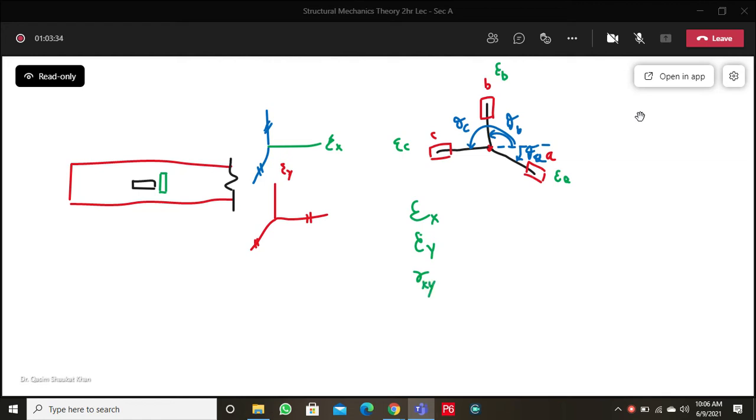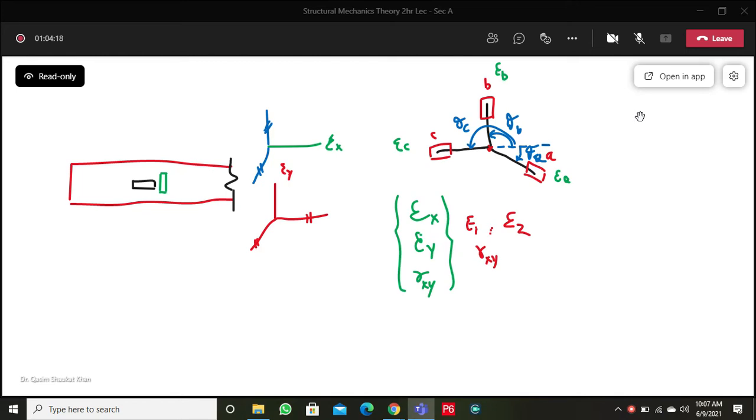ठीक है जी? So our target is to get these values, the plane state of strain, and then from the plane state of strain we can calculate principal strains, and we can calculate gamma xy absolute maximum or maximum in-plane shear strains. So see, a strain rosette is a group or set of strain gauges arranged in a particular pattern. So these thetas will be different for different cases.